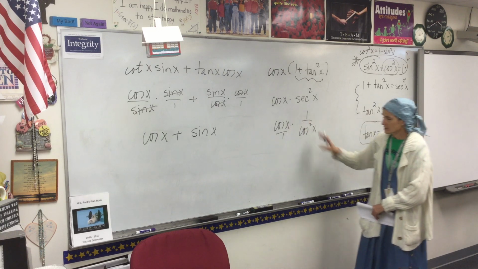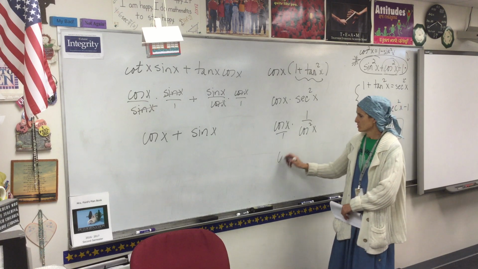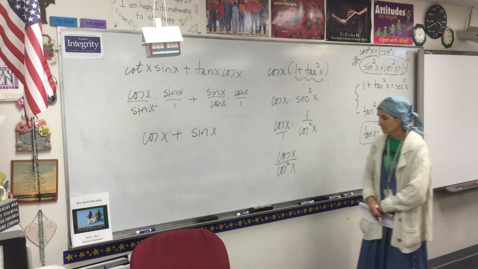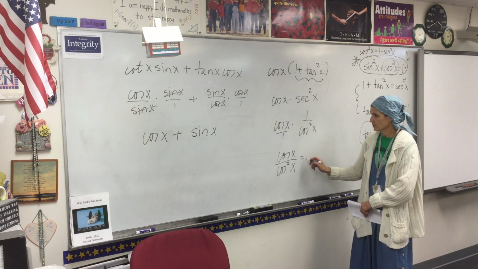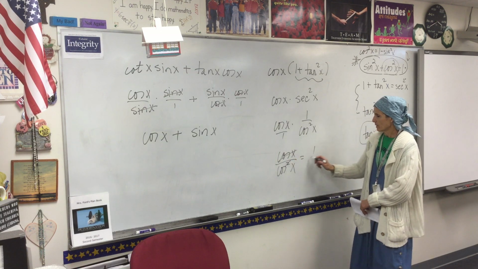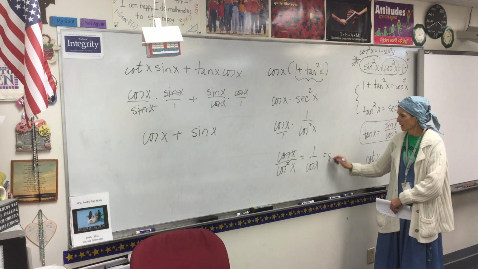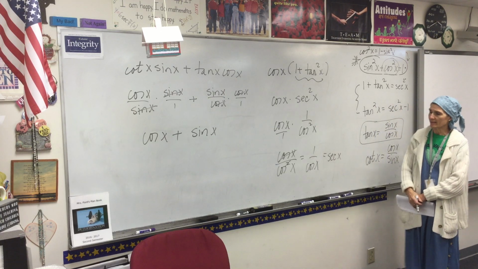Now these are just fractions, and we'll multiply straight across. So I get cosine over cosine squared. Oh, I can cancel out a cosine. So I have 1 over cosine, which I can leave as my answer, or I can say that is secant.